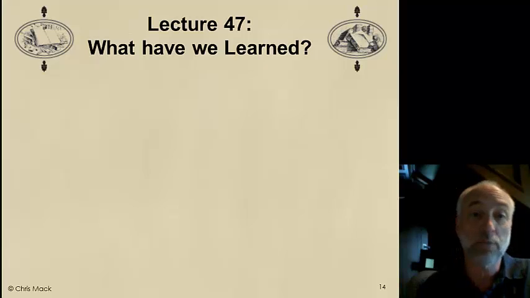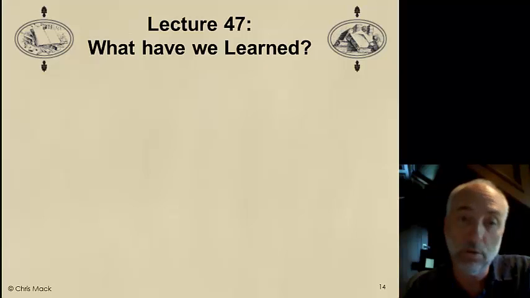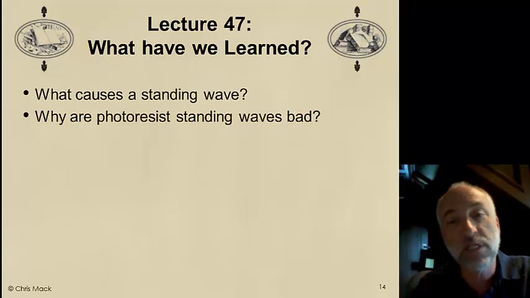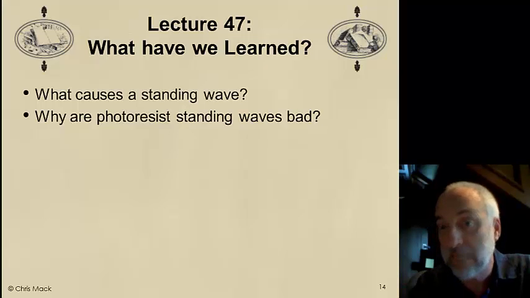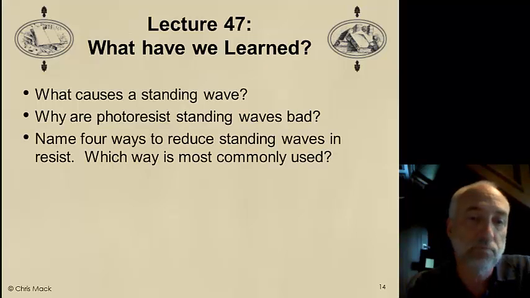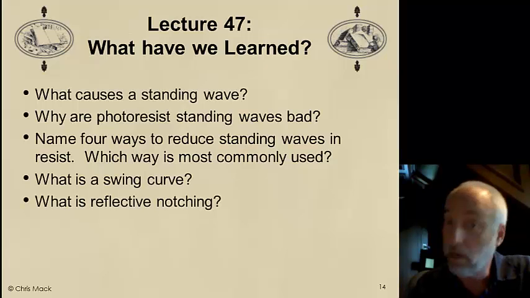As always, you should be able to quickly and easily answer these questions. If not, please go back and review the material to make sure you understand it. What causes a standing wave? Why are photoresist standing waves bad? What are the detrimental aspects of having standing waves on a photoresist edge? Name 4 ways to reduce standing waves in resist. Which one of these ways is the most commonly used today for advanced processes? What is a swing curve? What is reflective notching?